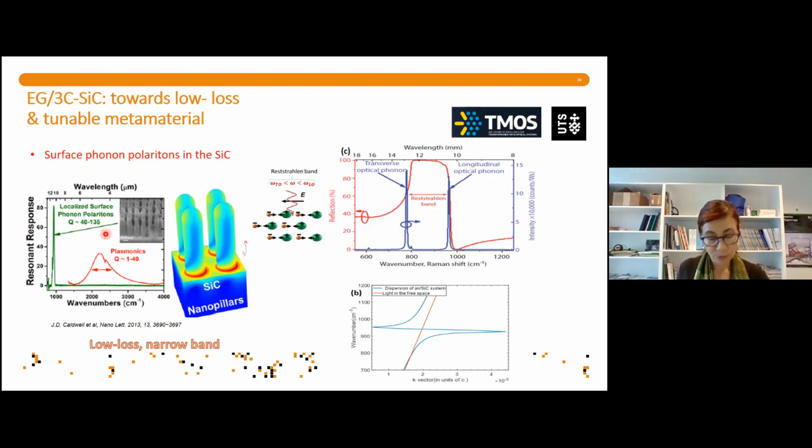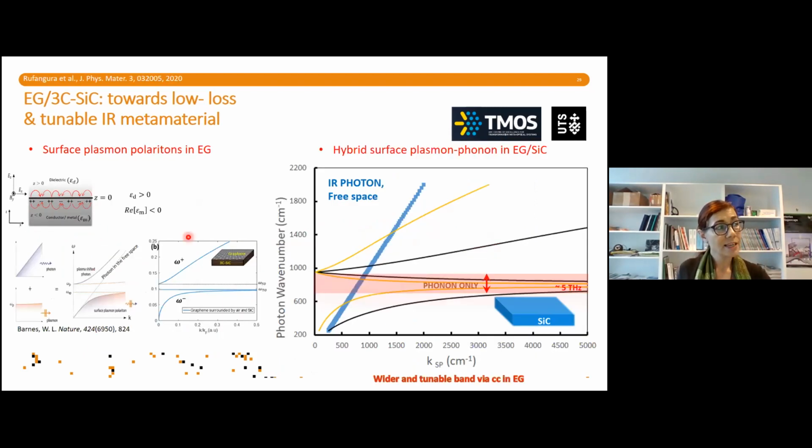So what can we do once we coat this silicon carbide with graphene? We know that graphene has a plasmonic response. If you look particularly here at this dispersion, this is a back of the envelope calculation, so the numbers are just a ballpark for you to have an idea. If you wanted to focus on the response of silicon carbide, just the surface phonon, that's more or less the band that you're constrained with.